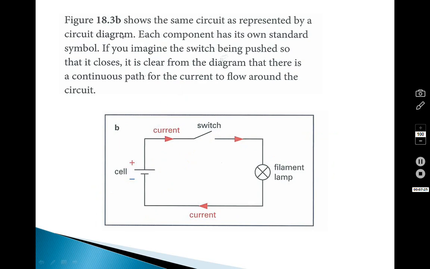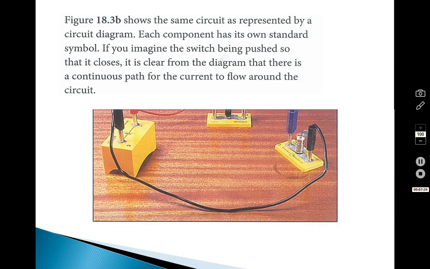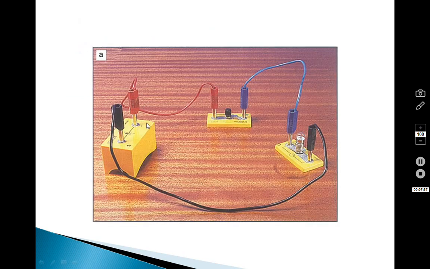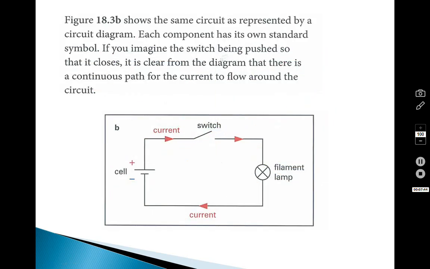Figure B 18.3b shows what? The same circuit as presented by a circuit diagram. So this one is exactly the same as the previous one, which is in the lab. This circuit is in real measurement, in the lab. The previous one is presented for calculation, for drawing it, to do some work on it.